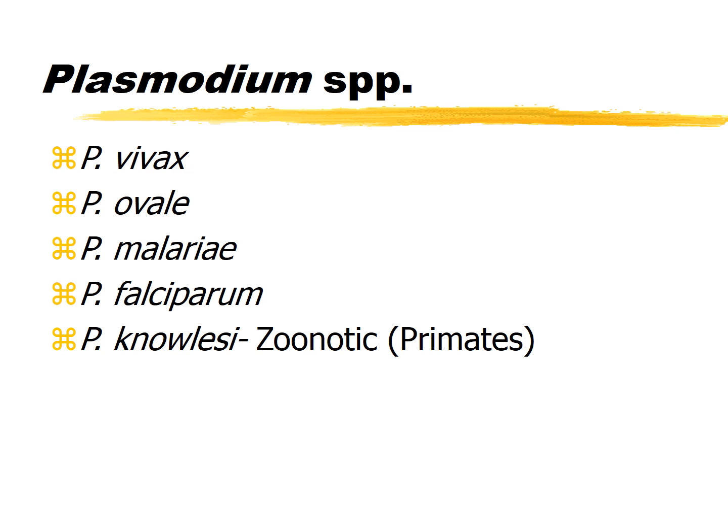In this lecture today, we're going to talk primarily about Plasmodium species. These are your malarias once again. We'll deal with Plasmodium vivax, ovale, malariae, falciparum, and knowlesi. Knowlesi is a zoonotic, and it's usually found in primates, but we have recently learned that we see it in co-infections with other Plasmodium species in humans.